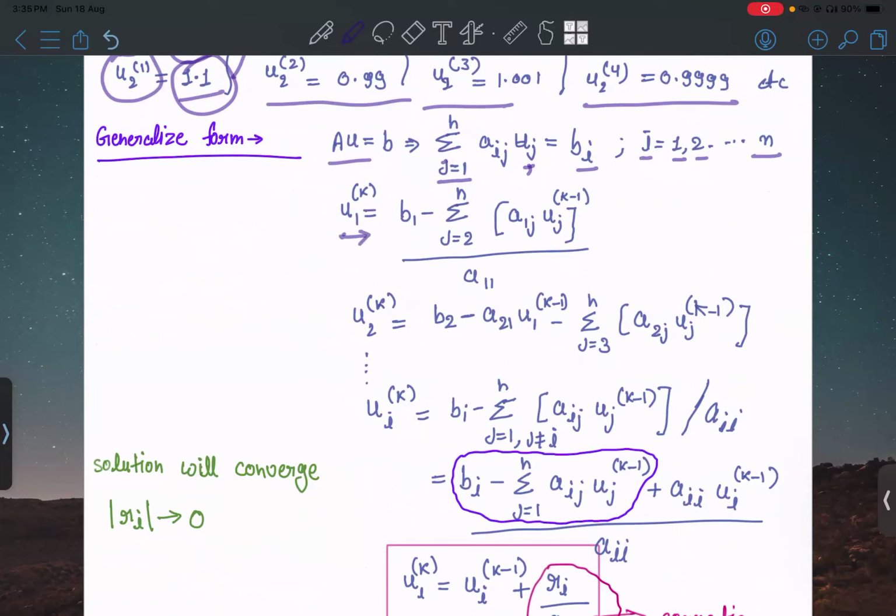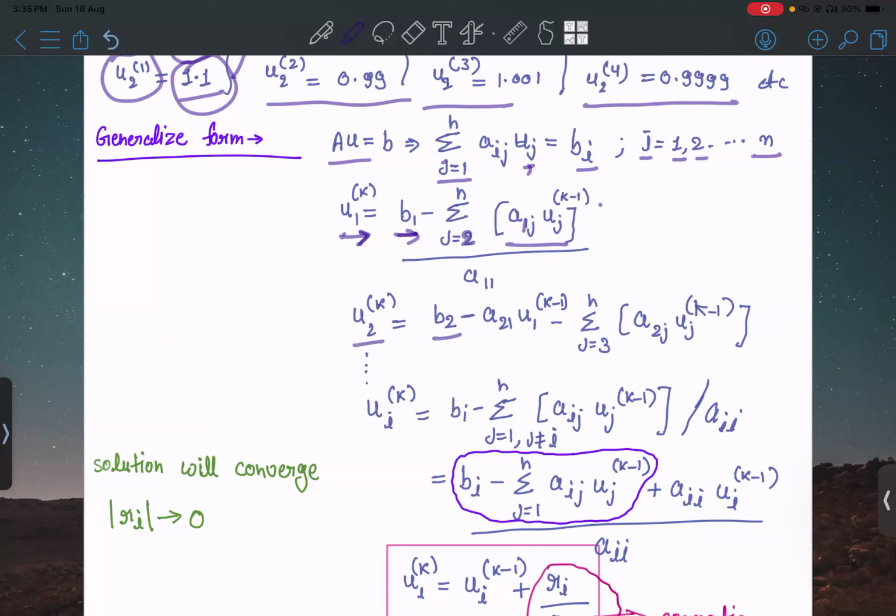So I will keep u1 in the left hand side and put all other terms in the right hand side. So my u1 will be equal to b1 minus summation of j will now go from 2 to n, a1j uj at the k minus 1th iteration. Okay. Similarly, u2 will be what?